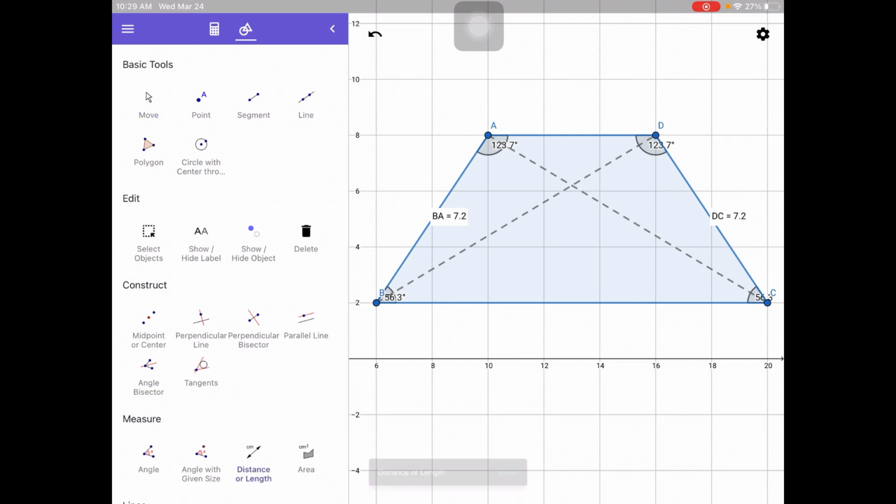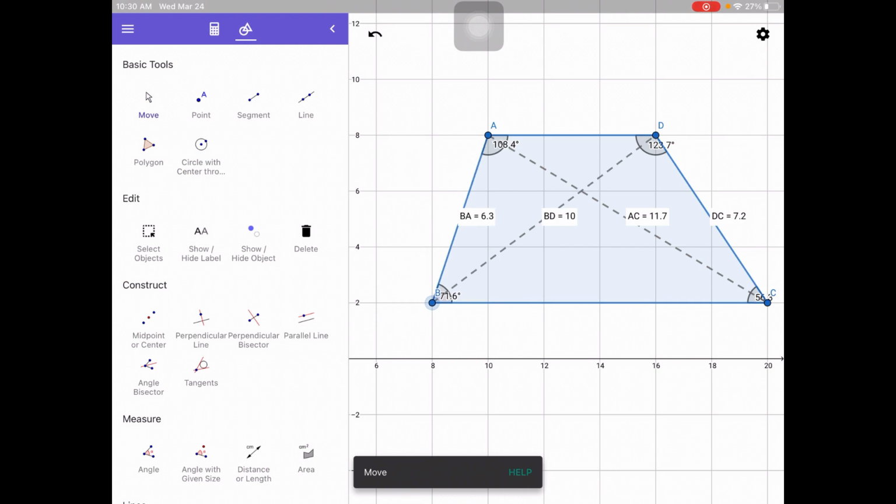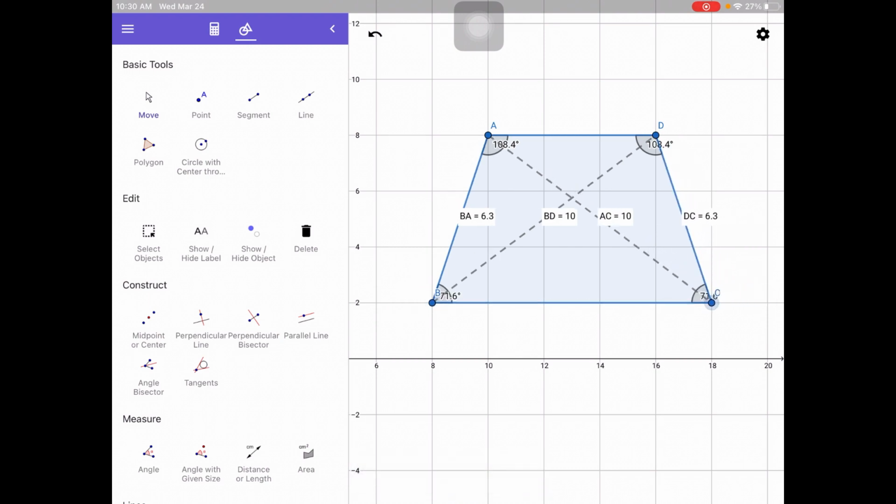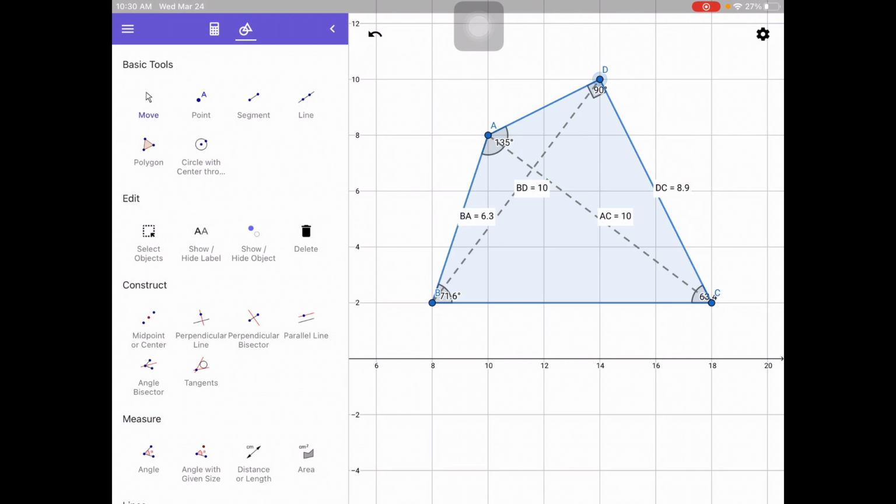So, kukunin din po natin yung length niya. Diagonal BD is 11.7. Diagonal AC is 11.7. Ibig sabihin, the diagonals of an isosceles trapezoid are congruent or equal in measure. Tignan po natin na ibahin yung form ng ating isosceles trapezoid. As long as pag iniba natin siya, dapat yung bases natin are parallel and the legs are congruent. Kahit nipisan natin ito, habaan natin ito, ganun pa din po.